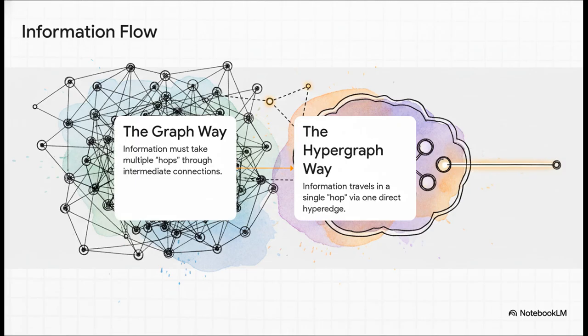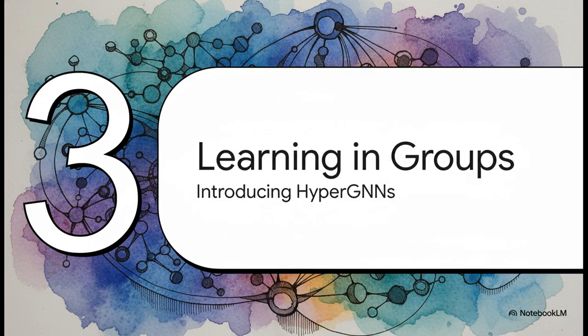But in a hypergraph, since everyone is already connected by that one hyperedge, information flows between all of them in a single direct hop. It's just a cleaner, faster path for communication. Okay, so we have this really powerful new way to structure our data. Awesome. But how do we actually get a machine to learn from it?